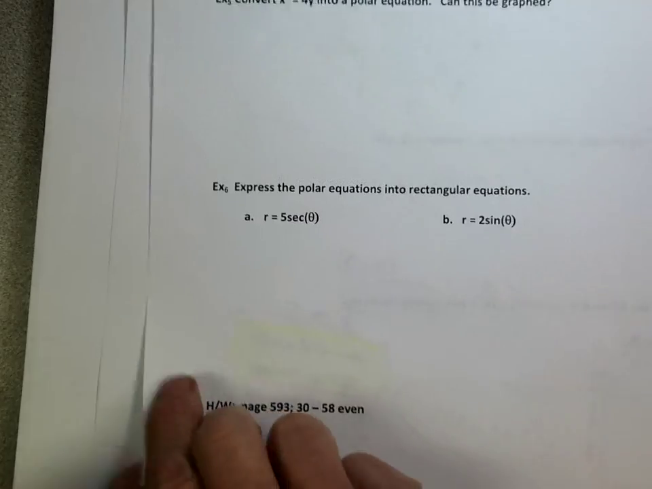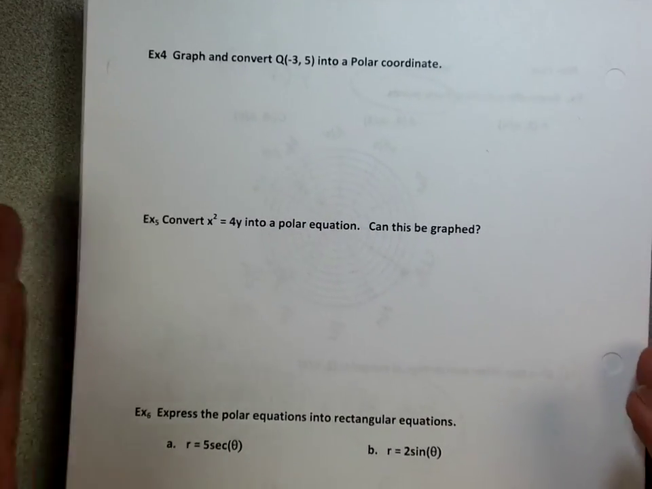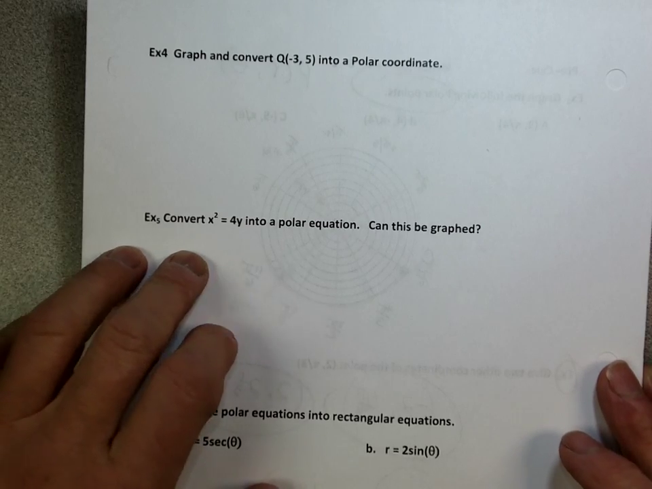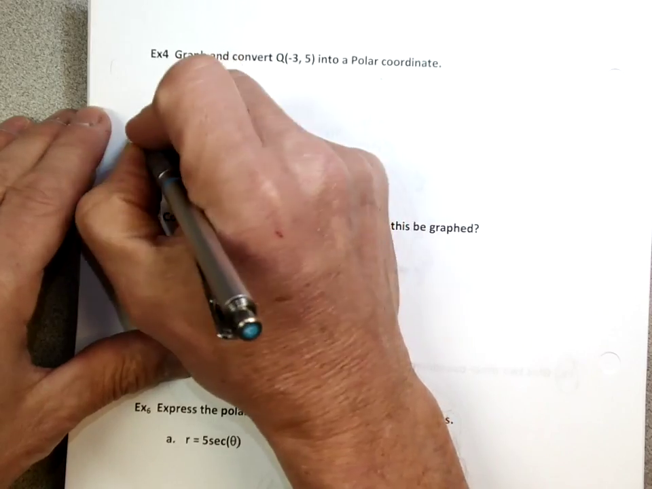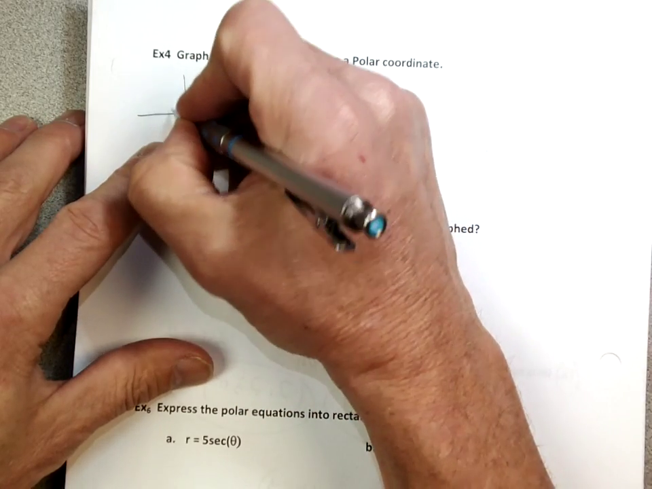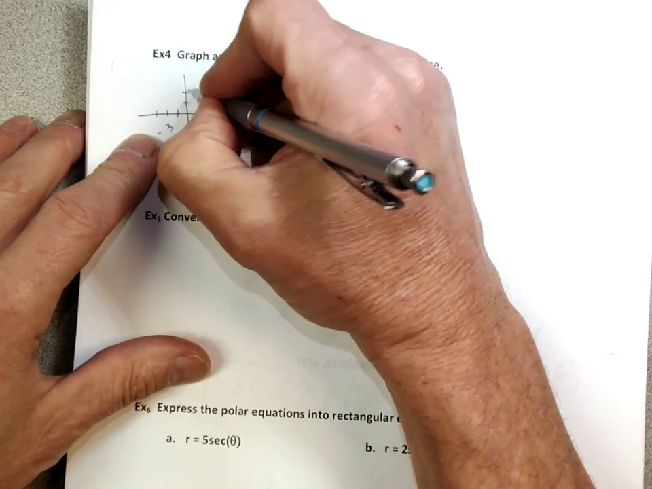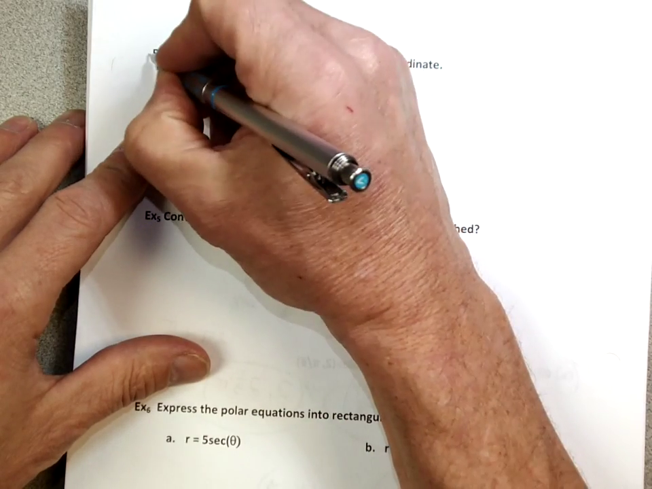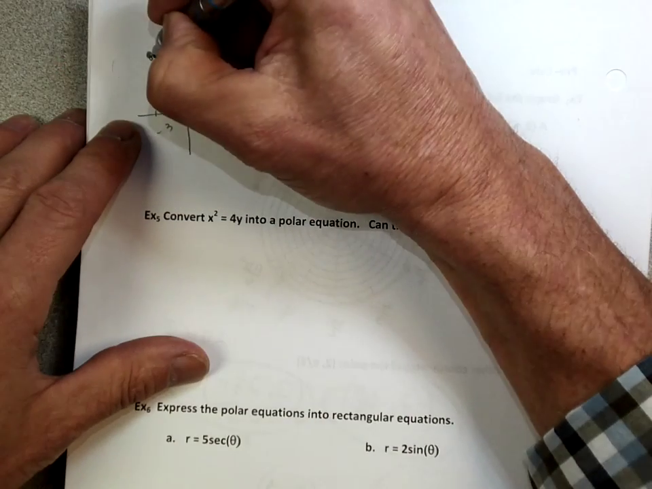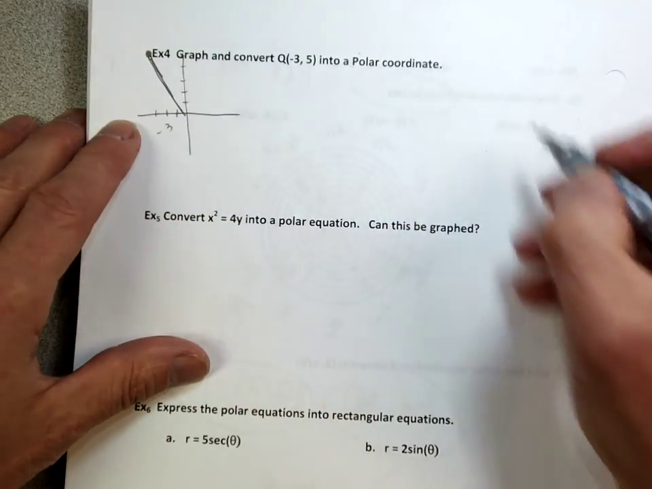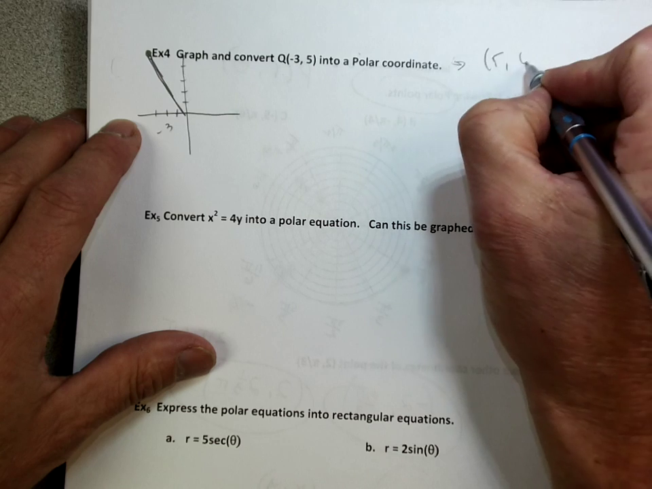Okay, now turn the page. Now, example 4. We are going to come to Devin's question. Okay, so if I graph the point negative 3, 5, 1, 2, 3, and 1, 2, 3, 4, 5, we get a point right about there, don't we? Now, if we want to change that to polar form, we need to change this into some r radius and some theta.